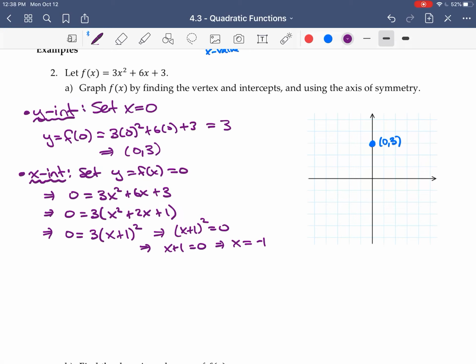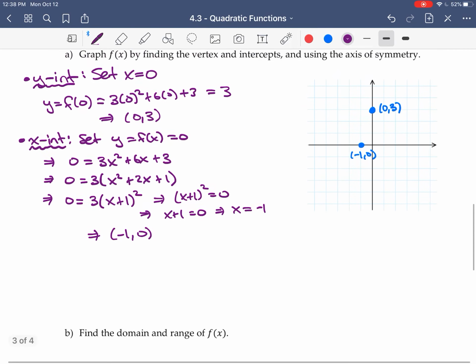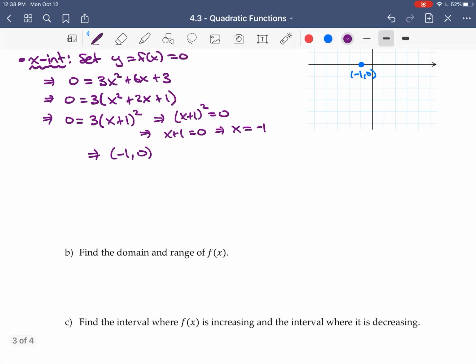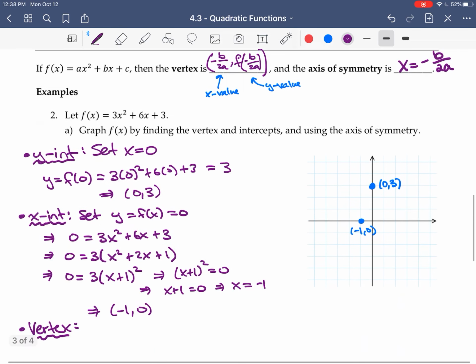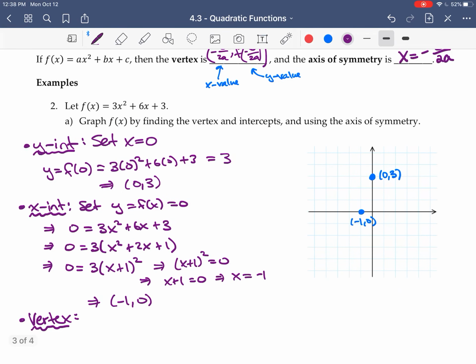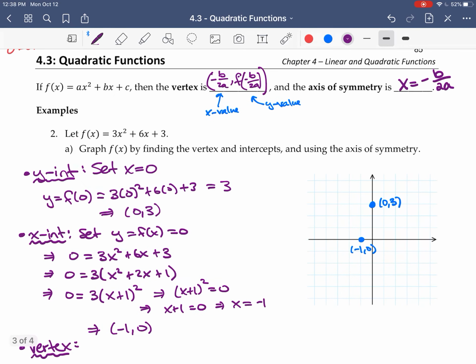So we only have one x-intercept, and that's going to be at negative 1, 0. Down here we have an x-intercept of negative 1, 0. Now we want to find the vertex. That's not enough yet. For the vertex, we could complete the square and put this into the vertex form, or we can just use the rule up above.